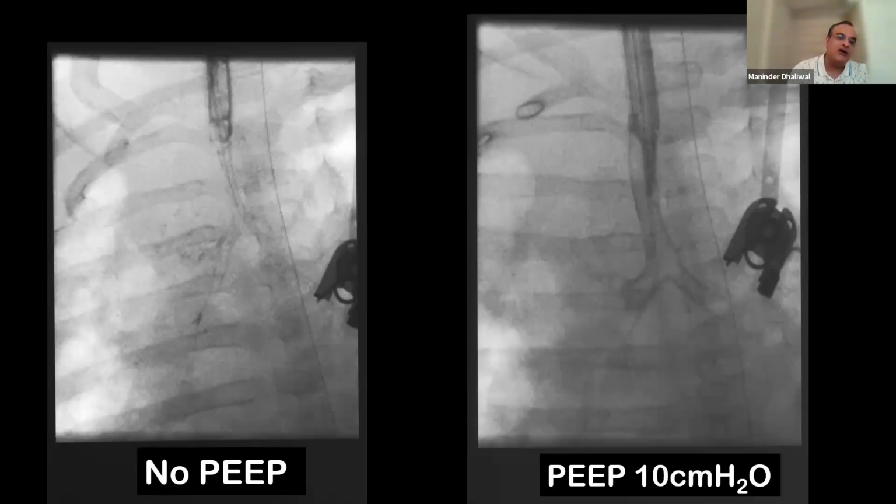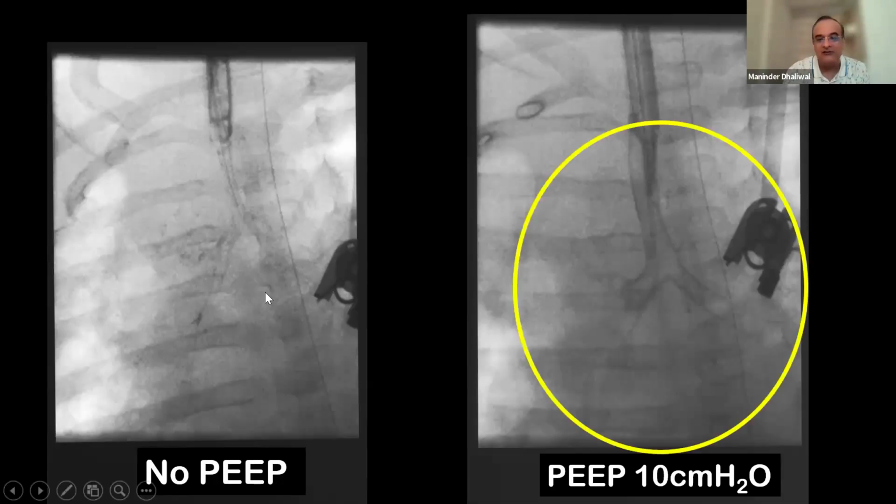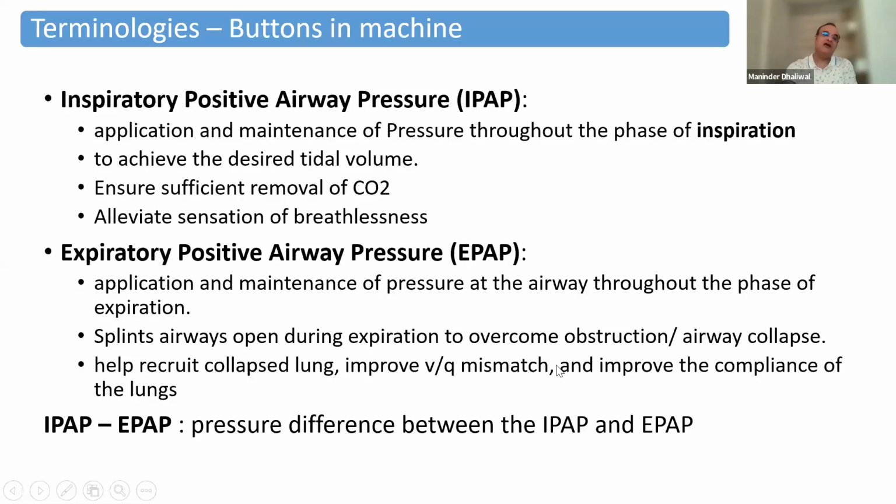So this is how a lung looks with no PEEP, and this is how a lung looks with PEEP. Once you give PEEP, you can see the airways are bigger and the alveoli contribute to air exchange. There's an IPAP and there's an EPAP. The difference between the IPAP and EPAP is the tidal volume.